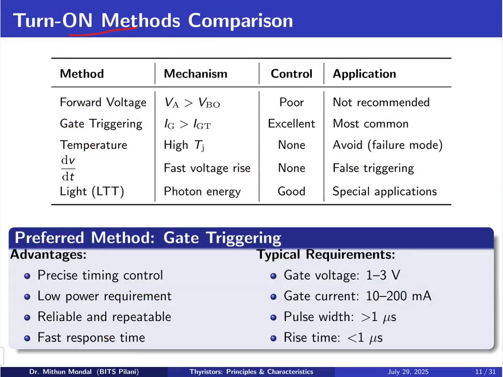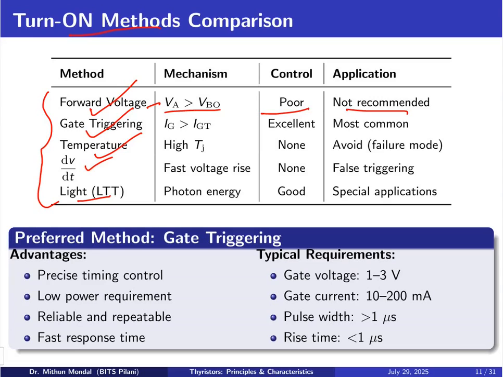What are the turn-on methods? There are different turn-on methods of a thyristor. You can have forward voltage triggering, gate triggering, temperature triggering, dV/dt triggering, or you can trigger using light, which is the photon energy. Forward voltage triggering means the anode voltage is greater than the breakover voltage. The control is poor here and it is not recommended.